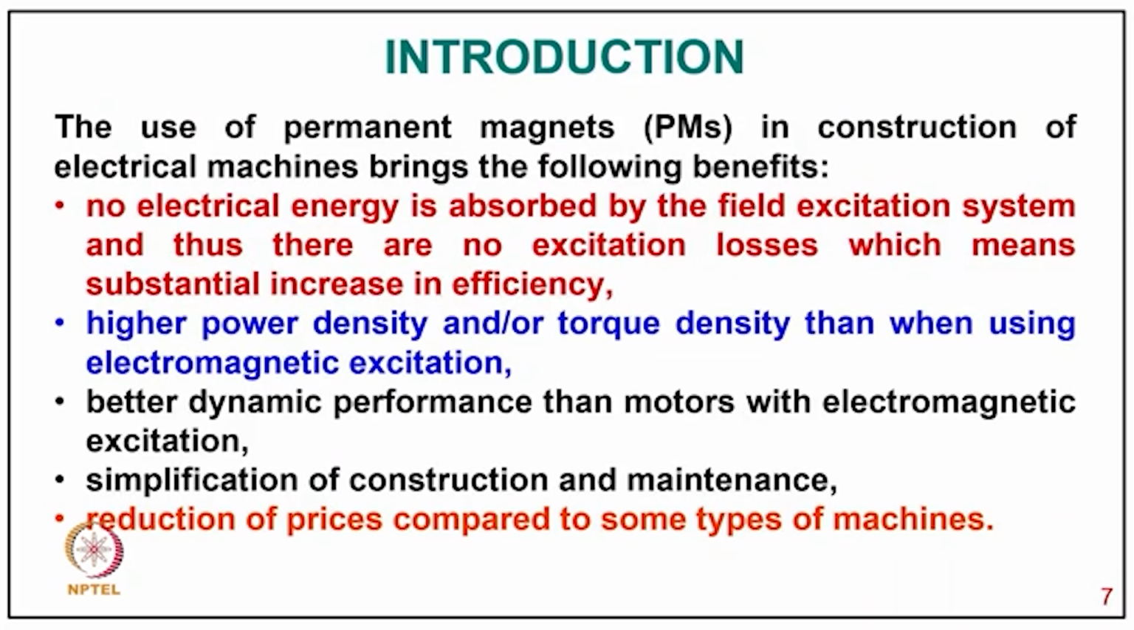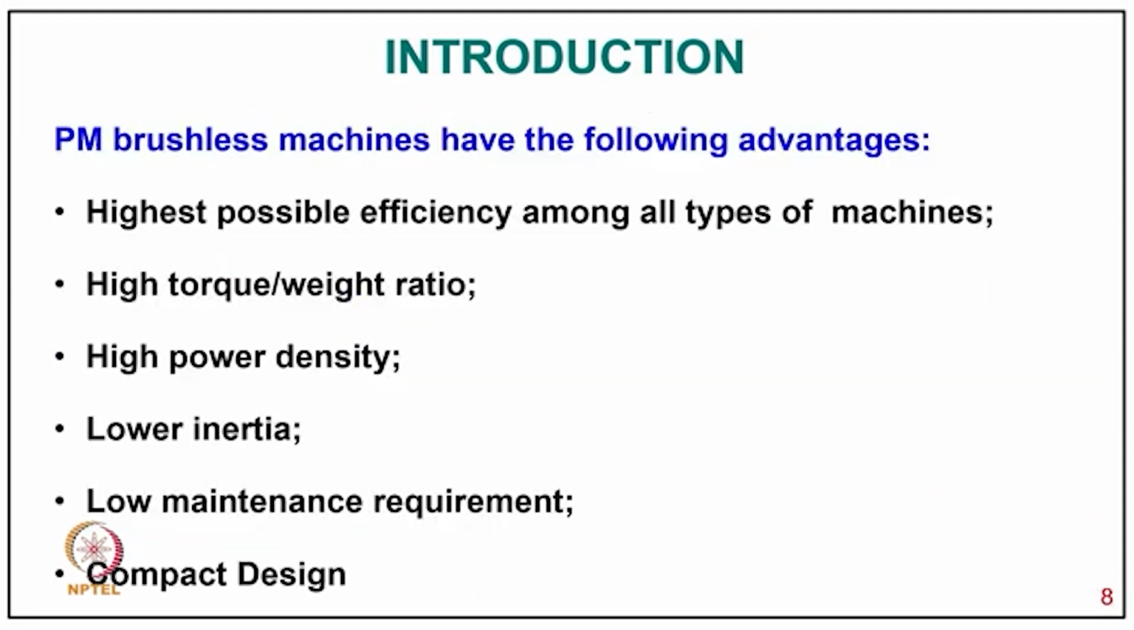So, use of permanent magnets in the construction of electrical machines brings the following benefits. No electrical energy is absorbed by the field excitation system, and thus there are no excitation losses, which means a substantial increase in efficiency and higher power density and or torque density than when using electromagnetic excitation, and better dynamic performance than motors with electromagnetic excitation, and simplification of construction and maintenance, and reduction of prices compared to some types of machine. Now, the permanent magnet machine has the following advantages: higher possible efficiency among all types of electrical machine, higher torque to weight ratio, higher power density, lower inertia, low maintenance requirement, and compact design.